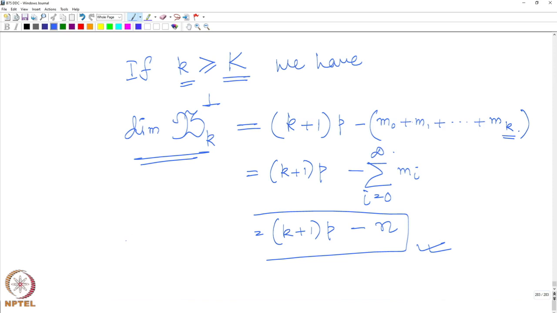That also means that the dimension of N_k, that is all those annihilating polynomial row vectors whose degrees are less than or equal to k, if you collect them together, forms a vector space, and that vector space has dimension exactly equal to (k+1) times p minus n, provided this k is bigger than or equal to the saturation point.